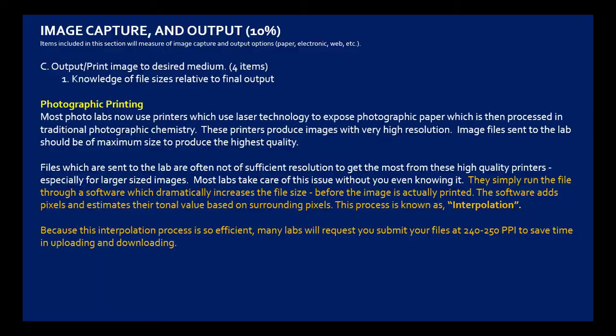But one of the things that you may not realize, when you order really large images from your lab, is that resolution isn't going to be enough. But the lab uses software to res up the file size digitally. The process is called interpolation. The software dramatically increases the file size before the image is actually printed. It adds pixels and estimates their tonal values based on the surrounding pixels.